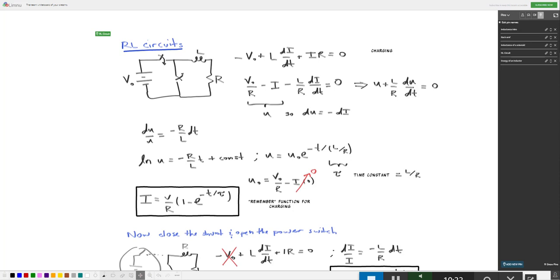Now, I've rewritten this a little bit. Divided both sides by R and then multiplied by minus 1, and then made this substitution, u equals V naught over R minus I.